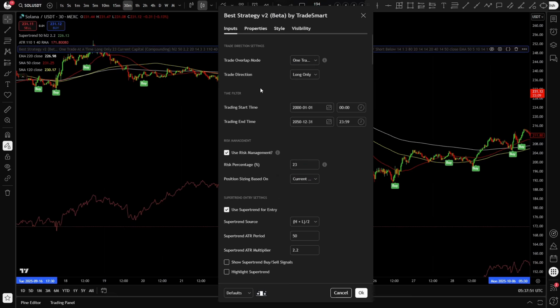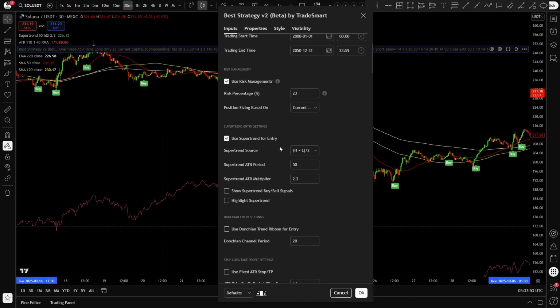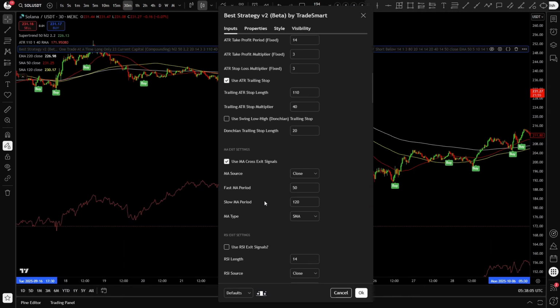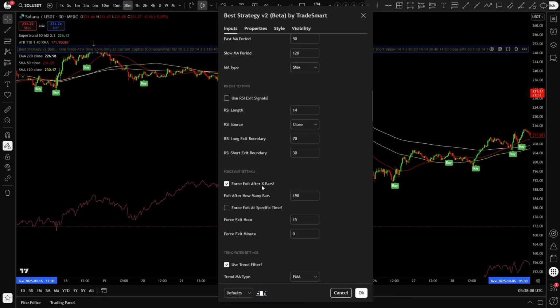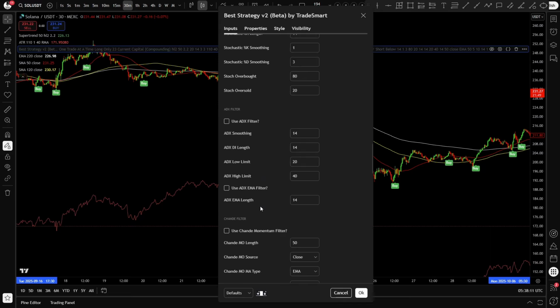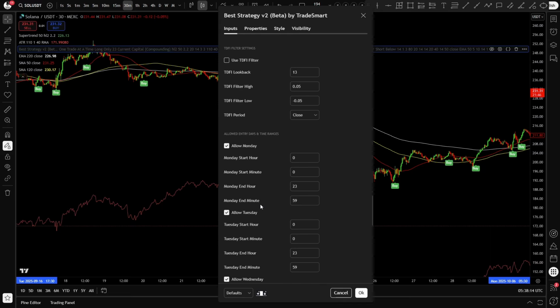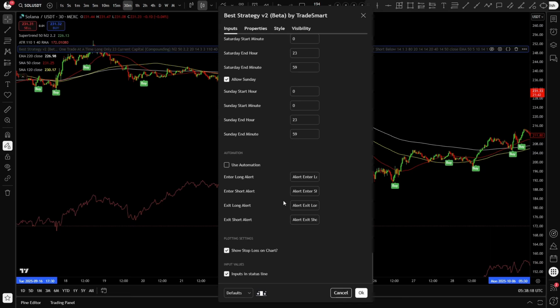Just a quick walkthrough. This is how the strategy script looks like that I created this strategy with. It has a specific position sizing option, the Super Trend entry settings, trading stop losses, moving average crossover exits, and many filters, which most of we are not using now. And at the bottom, the trading bot automation.